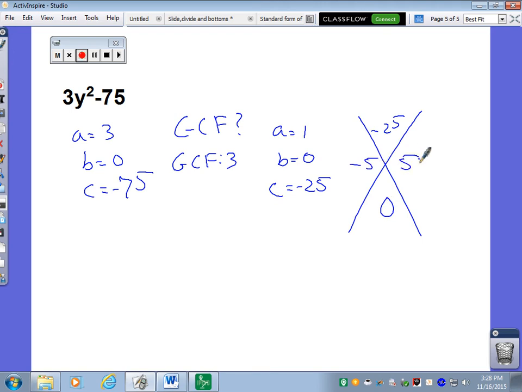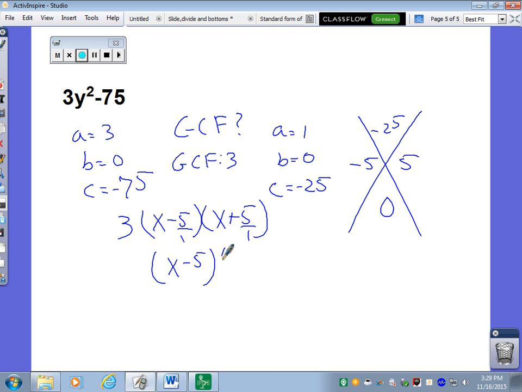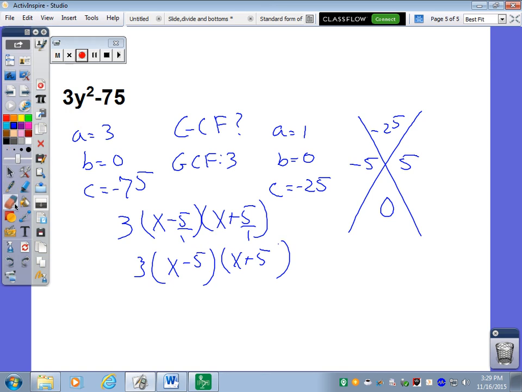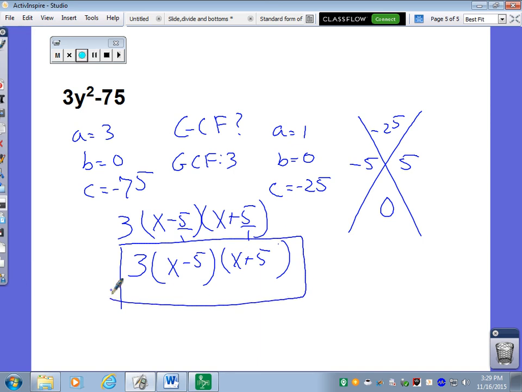Very important on this step, though, that as you put it in your parentheses, you put your 3 in front. Remember, your greatest common factor always goes in front. You divide by 1, and it stays the same. And that is your factored answer, fully factored.